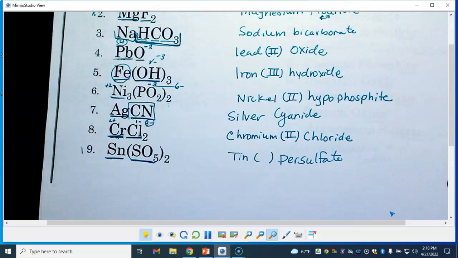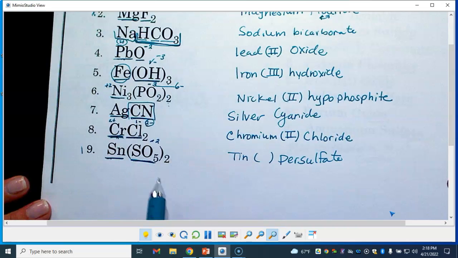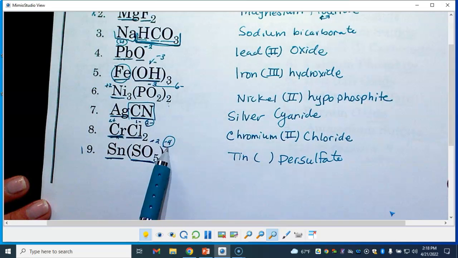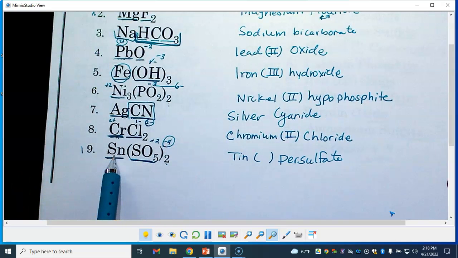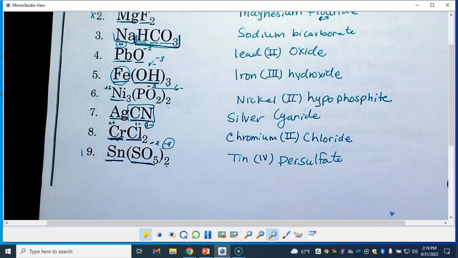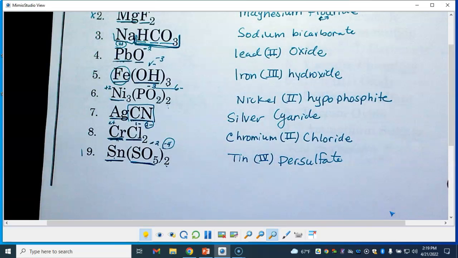Now let's work backwards. Persulfate's oxidation number is what? -2, but I got 2 of them, right? So 2 times -2 gives me an overall of -4. So what does my tin atom's charge have to be? Has to be 4. And that is IV. Yeah, IV is 4, VI is 6.